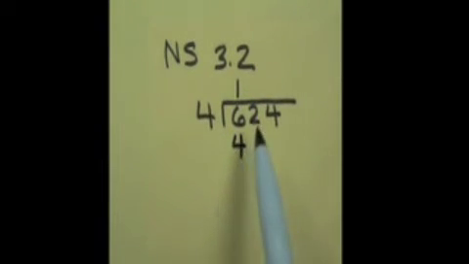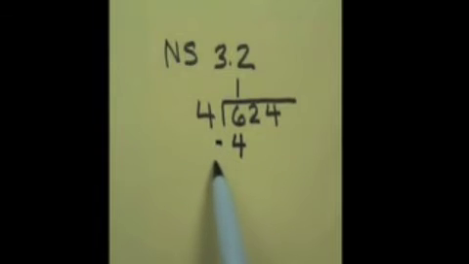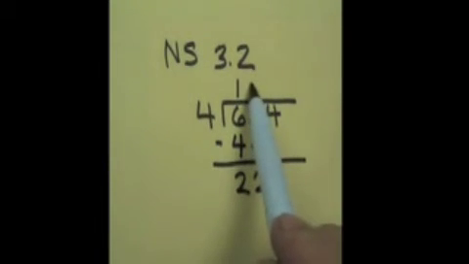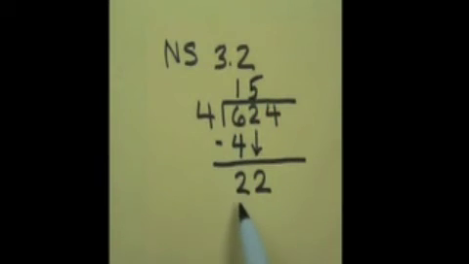Now we're ready to subtract. 6 minus 4 is 2. Now 4 doesn't go into 2 anymore, so we drop down the 2 in the tens column. We ask ourselves, how many groups of 4 go into 22? And the answer to that question is 5. 5 times 4 equals 20. Now we're ready to subtract. 2 minus 0 is 2. And now we bring down the 4.